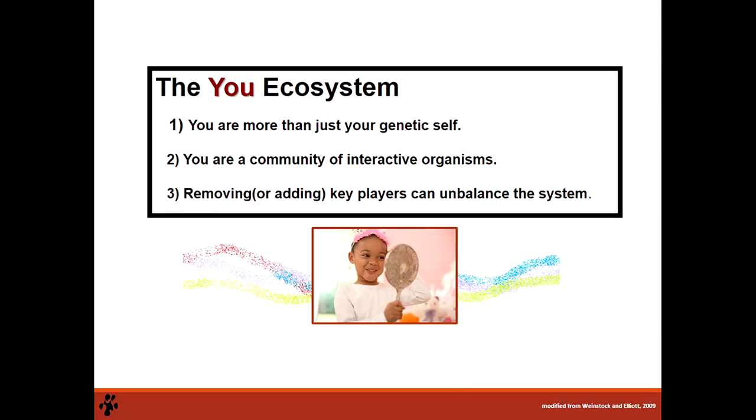I can replace that with the mouse ecosystem or the rodent ecosystem, where it's not just the genetics that we're discussing in the context of variables and experiments, but we're talking about a community in the host system of interactive organisms, which can play a profound effect in removing or adding key players, as I've hopefully illustrated to you today, can unbalance the system and modulate the results of your experiment.